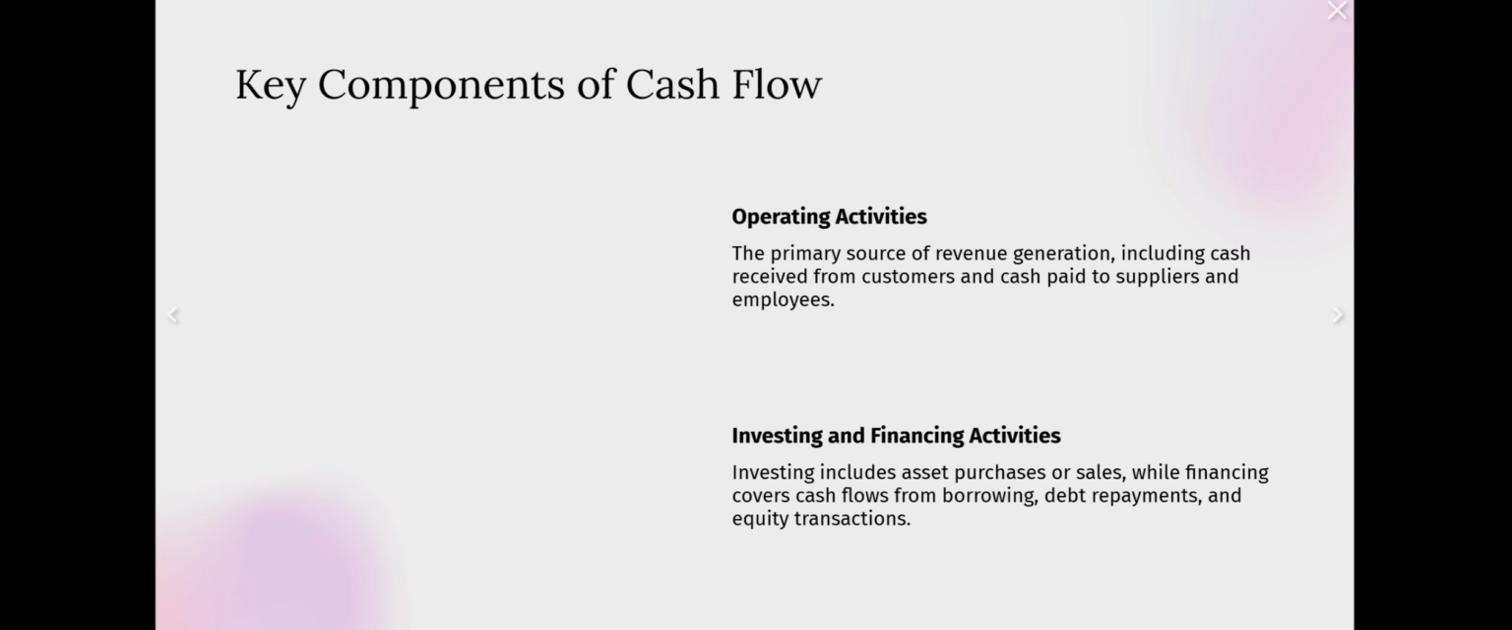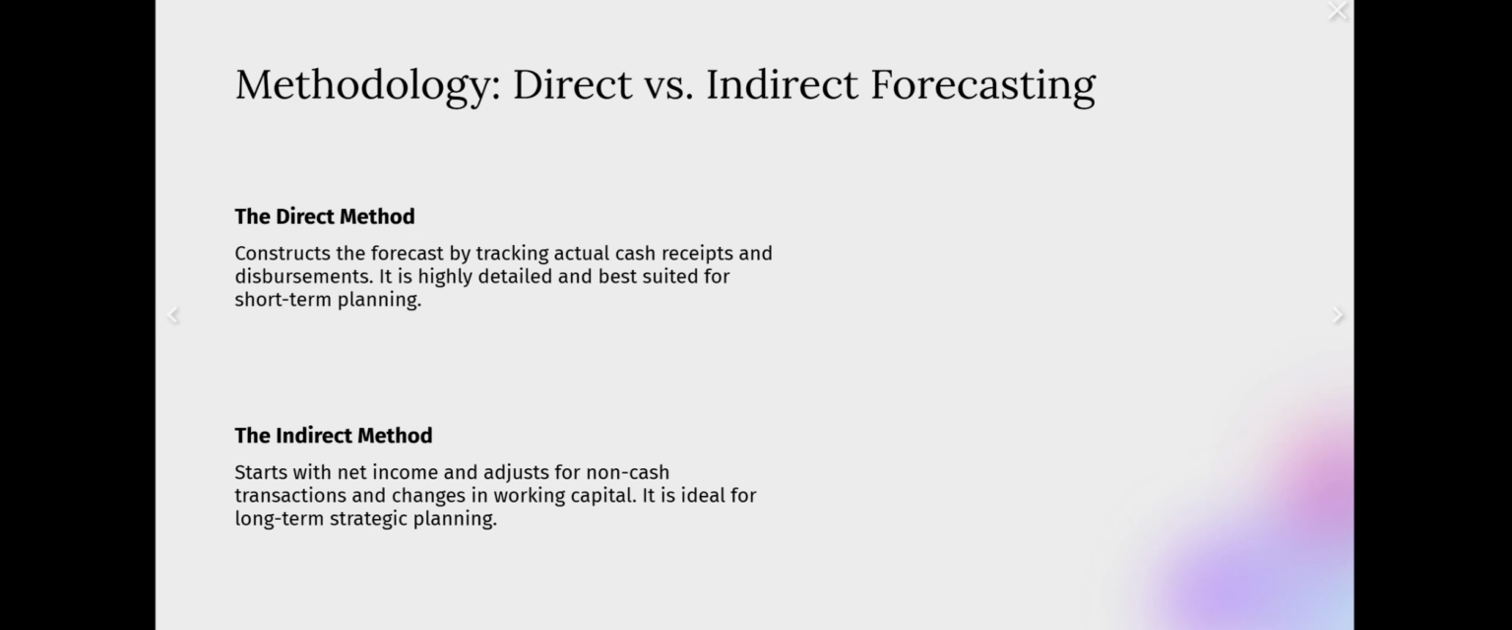Key components of cash flow. Operating activities. The primary source of revenue generation, including cash received from customers and cash paid to suppliers and employees. Investing and financing activities. Investing includes asset purchases or sales, while financing covers cash flows from borrowing, debt repayments, and equity transactions.